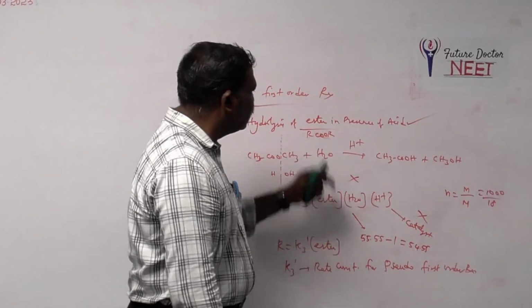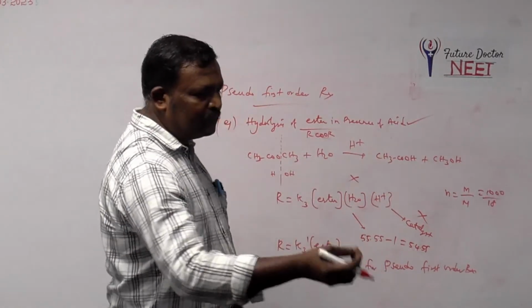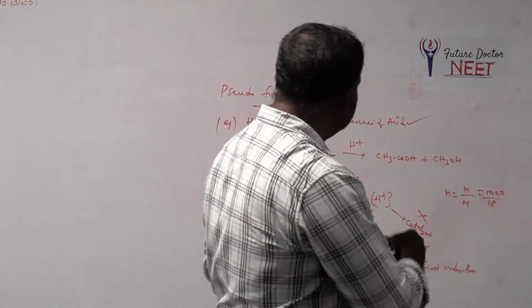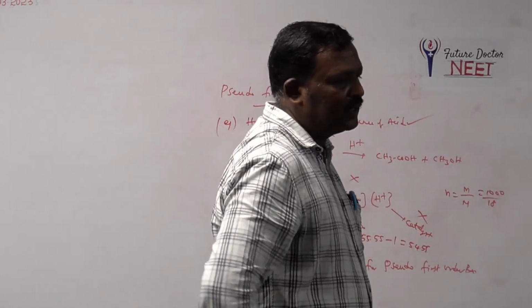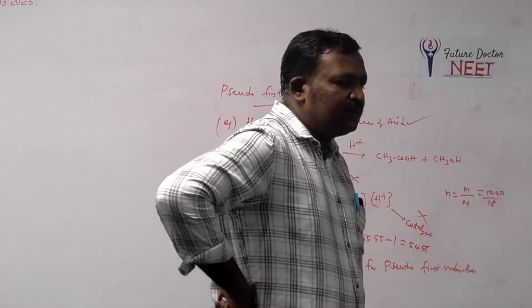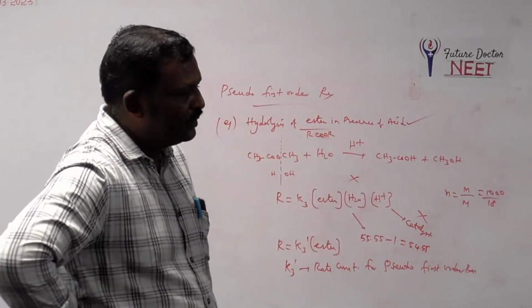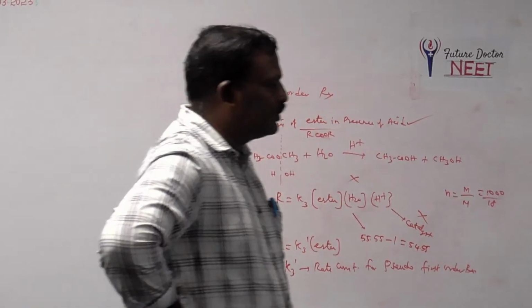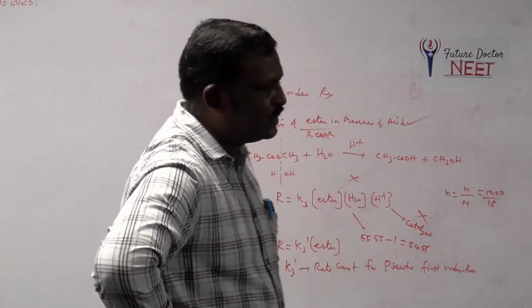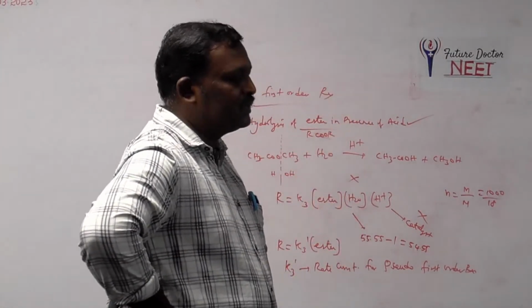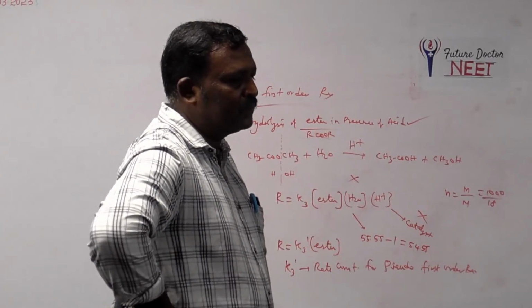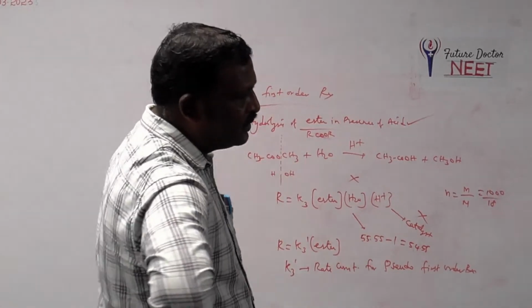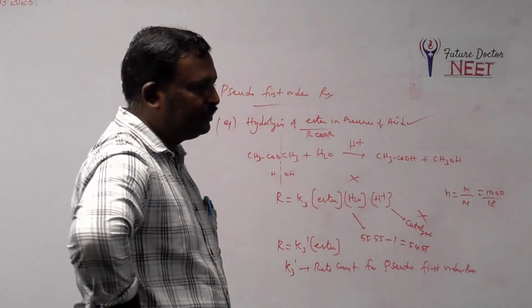Understood? For example 2, just mention it, you need not write all this. Inversion of sucrose. The second example is inversion of sucrose, or you can just write hydrolysis of sucrose in the presence of acid medium. Hydrolysis of sucrose in the presence of acid medium is also an example. Understood?